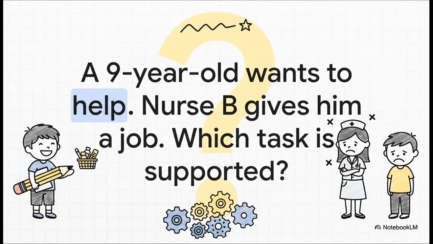Okay, let's apply this. We've got a bored 9-year-old who wants to help. Nurse A tells him to just rest, but Nurse B gives him a task. Which nurse is using Erikson's theory correctly, and what's the name of the stage they're in?